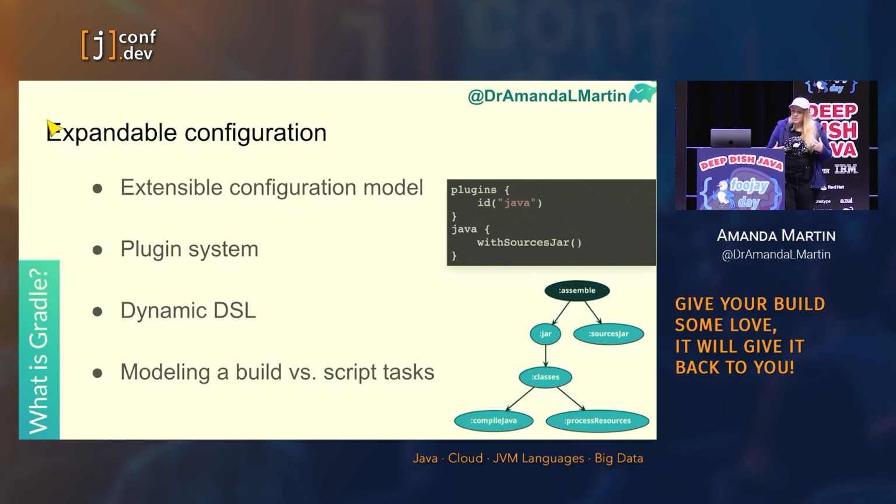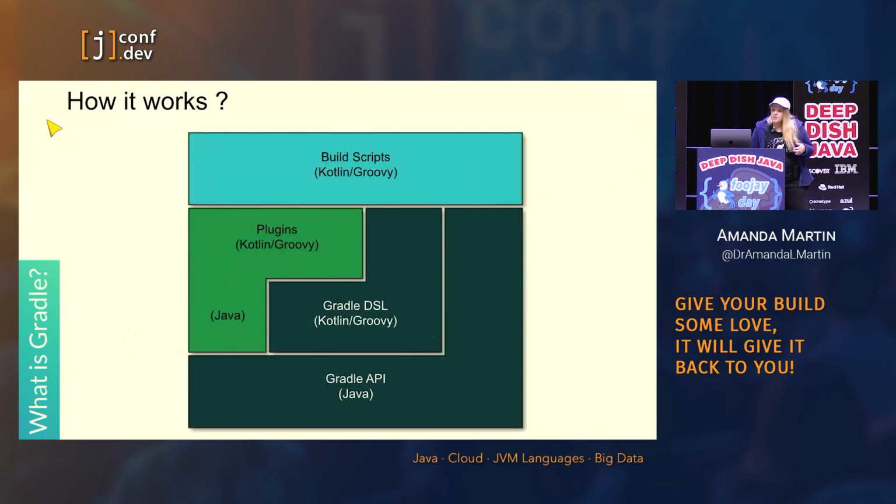Now, as we go through, you'll see that there's a lot of people that contribute to Gradle, and we have a very extensive plugin system. And I'll get into what it means in a minute. And part of that is because we have a dynamic DSL that allows people to write a lot of build scripts. So here's how I like to think about how it works all together. We have the Gradle API, which is written in Java. And then some people plug in directly into that API through their build scripts. But most of the time, people use the Gradle DSL, which is in Kotlin or Groovy.